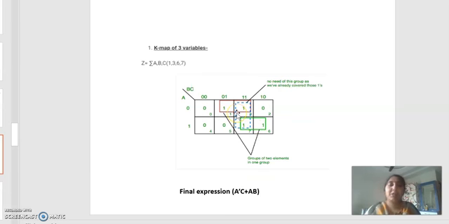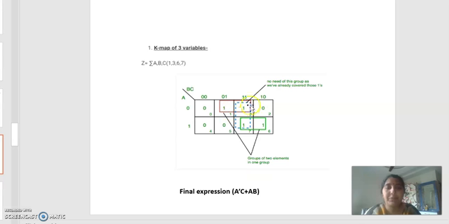Next, we'll see how to write down the expression. To write down the expressions, first we should make groups. So these two ones will make one group and these two ones will make another group. Even though there is a chance of grouping this particular pair, this one is already covered with this group and this one is covered with this group. So no need to take this particular pair. So you only have to write down the expressions for the two groups.